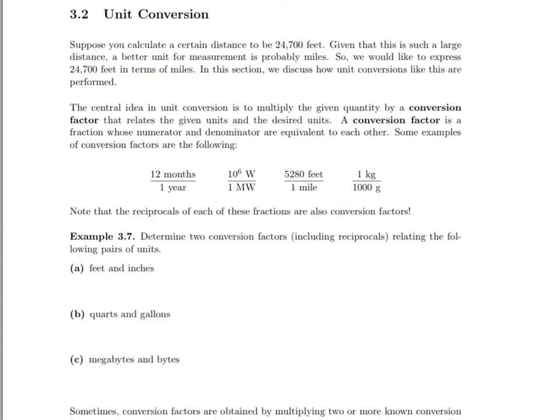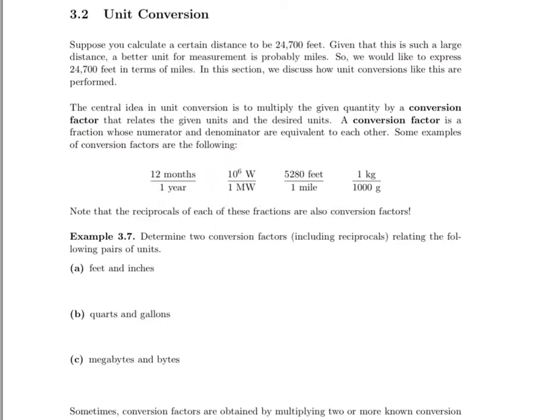The central idea in unit conversion is to multiply the given quantity by a conversion factor that relates the given units and the desired units. A conversion factor is a fraction whose numerator and denominator are equivalent to each other. Here are some examples of conversion factors. 12 months is equivalent to 1 year. In other words, there are 12 months in a year. This fraction right here has equivalent numerator and denominator, so we would call it a conversion factor.